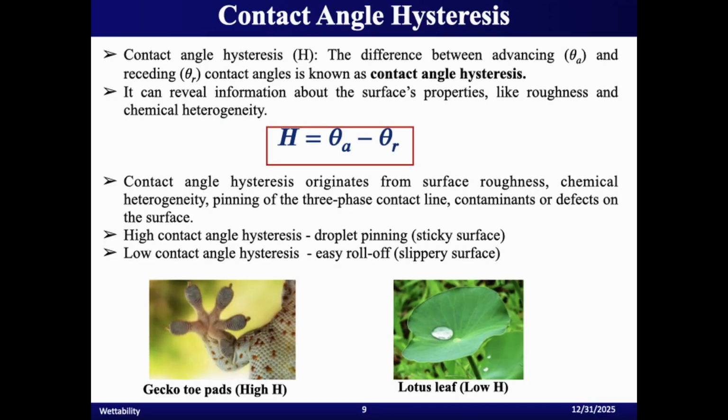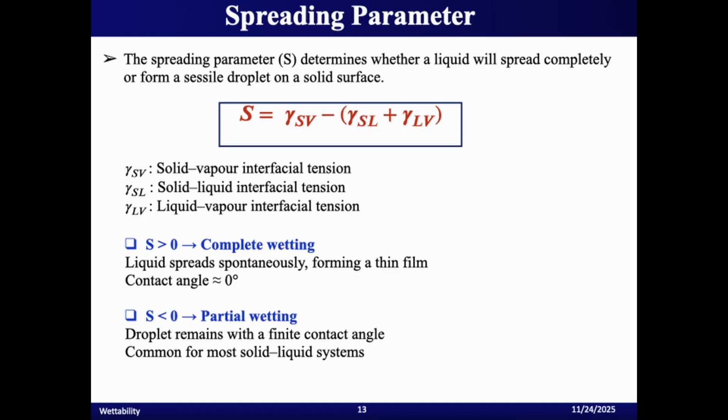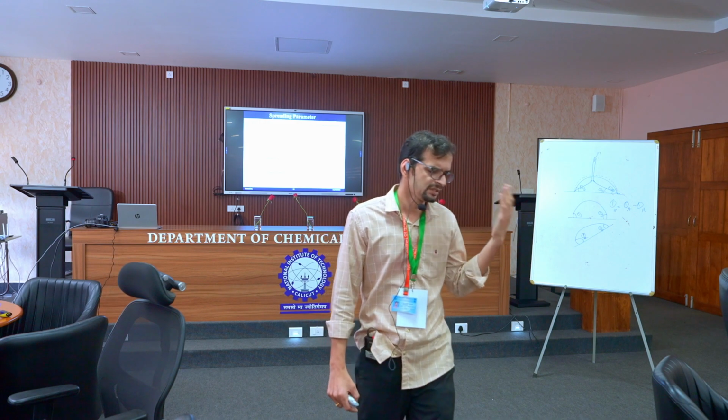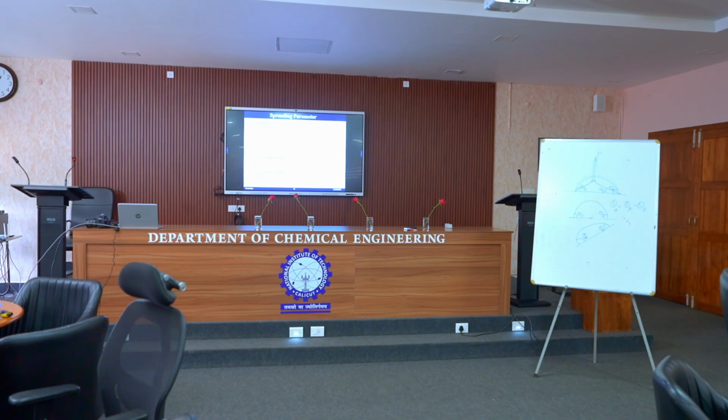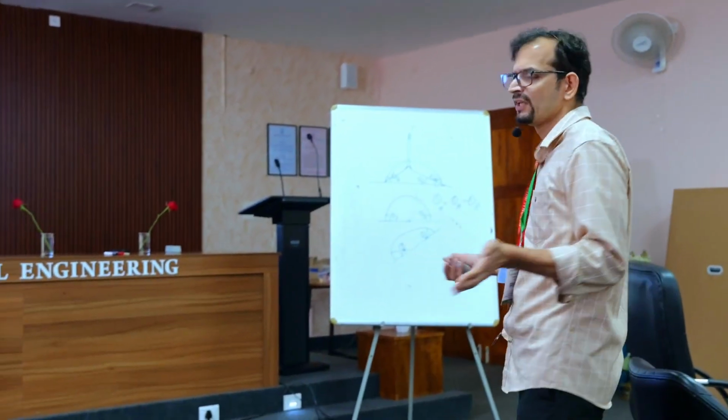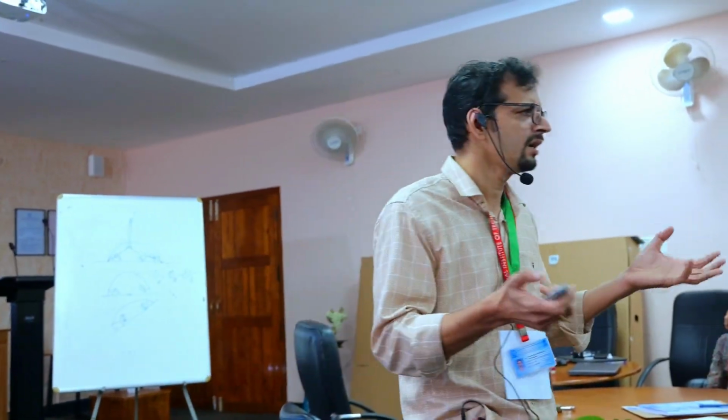Theta A minus theta R, the hysteresis contact angle. One more parameter we can incorporate is the spreading parameter, which is basically a rearrangement that tells whether the droplet will spread on the surface, how fast it will spread, and so on. Complete spreading wetting is like super hydrophilic, right? So it's all a rearrangement to understand how the surface interacts with the liquid.